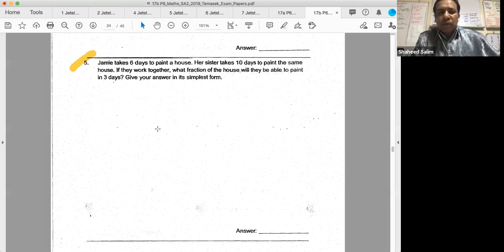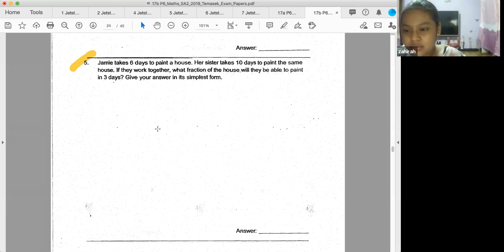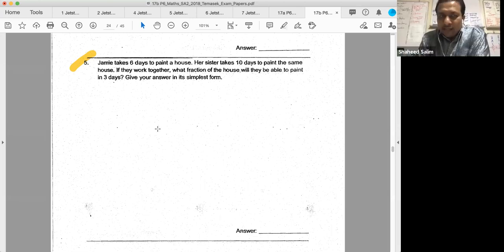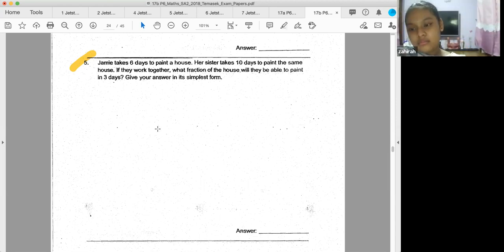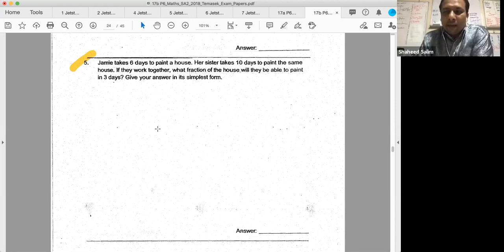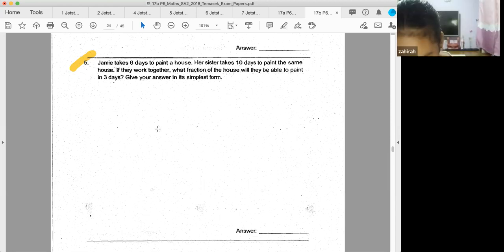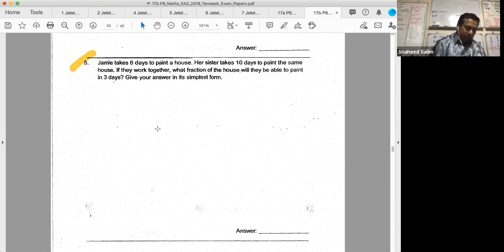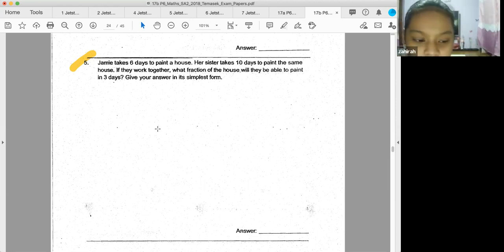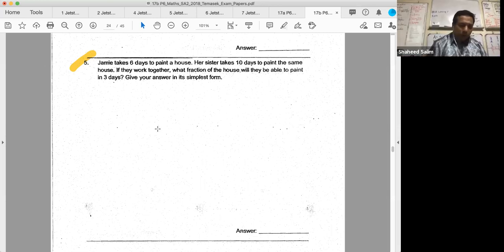Jamie takes 6 days. So in 1 day, she can paint how much of the house in fraction? 1/6. Good. Now the sister takes 10 days. So in 1 day, the sister can paint how much? 1/10. So both of them, if they paint together in the same day, they can paint how much? You must do that, like what we did. Same thing. 4/15. This is your answer straight.